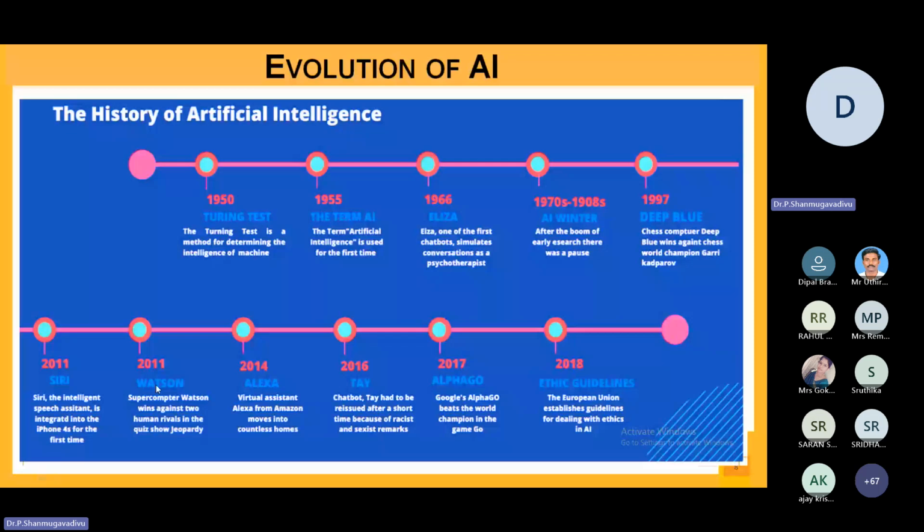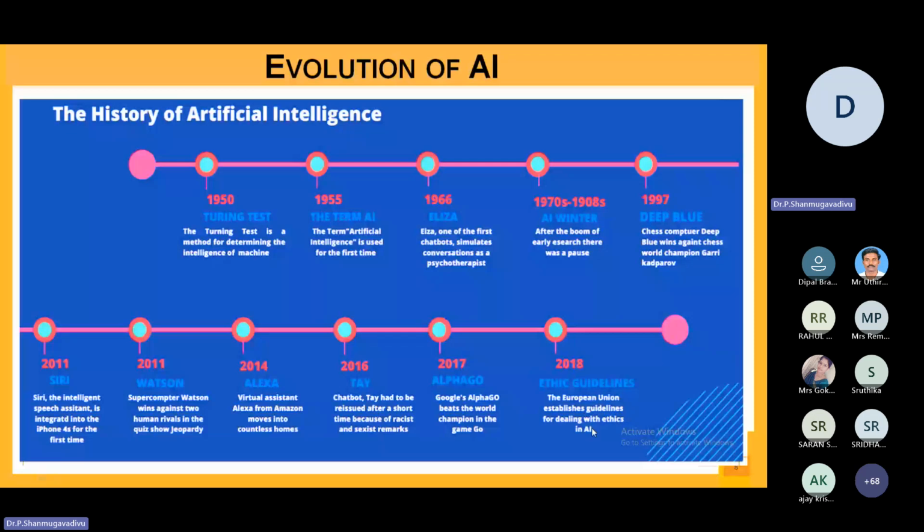Alexa, the virtual assistant Alexa from Amazon, moves into countless homes. Like the Alexa assistant, we have 2014, 2016. Tay, this is another chatbot. Tay had to be withdrawn after a short time because of racist and sexist remarks. AlphaGo, in the year 2017, Google's AlphaGo beats the world champion in the game Go, right? Because it was the first version, it was called AlphaGo. Then in 2018, there are ethical guidelines. The European Union establishes guidelines for dealing with the ethical aspects of artificial intelligence.